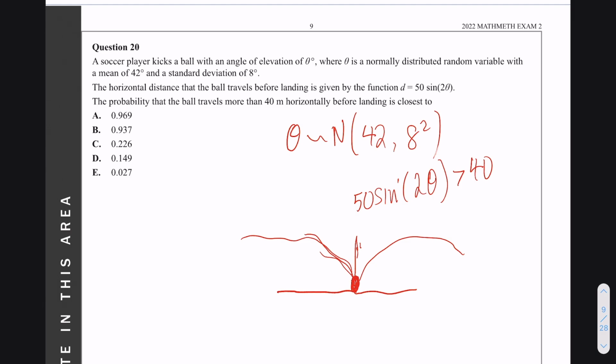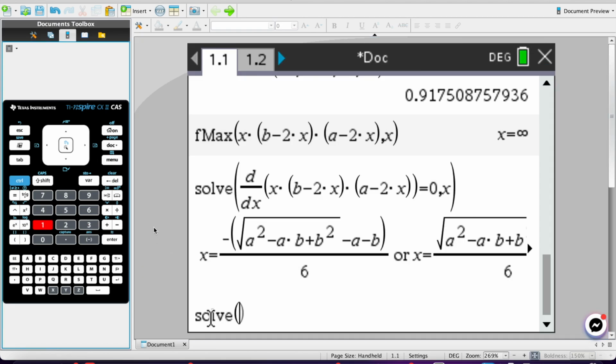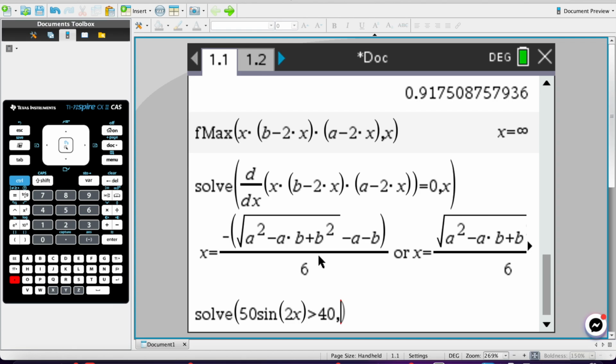So I guess on your CAS, you're going to be solving 50 sine 2 theta is greater than 40 between 0 and 180. And make sure your CAS is in degrees. So we've got the CAS in degrees, and then we want to solve 50 sine 2 times x greater than 40, comma x, and I guess we could say that x is between 0 and 180.